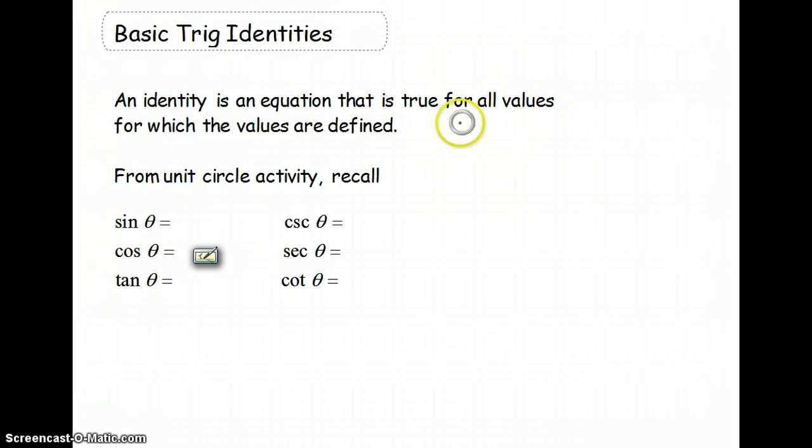An identity is an equation that is true for all values for which the values are defined. So for example, if I were to write an equation, tangent of theta equals 1. Well, obviously that's not true for all values, because if I put 45 in there for theta, tangent of 45 is 1. But if I put in 30, then it's not going to be true. So this would not be an example of an identity. It's only true some of the time, depending on what I plug in. If it was a true identity, it would be true for everything.